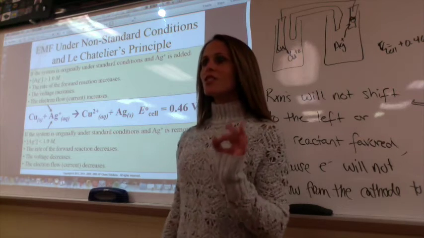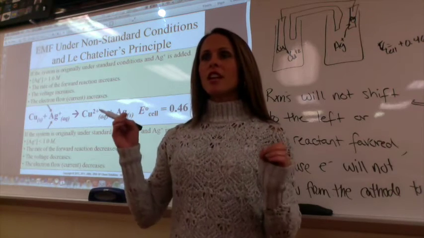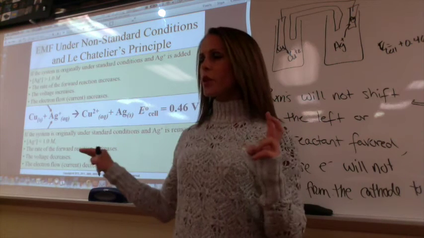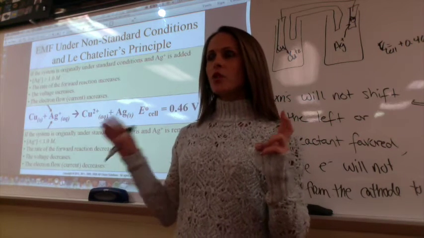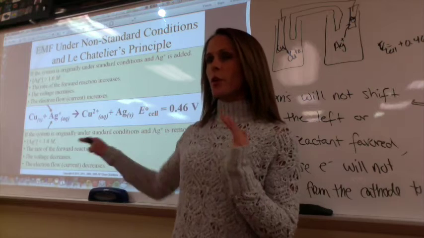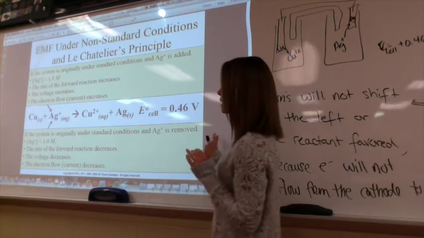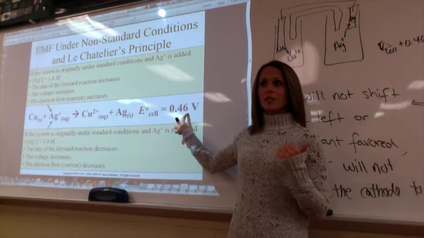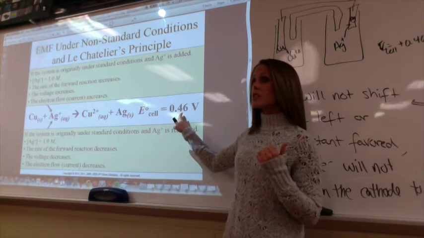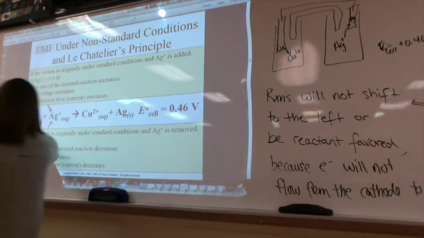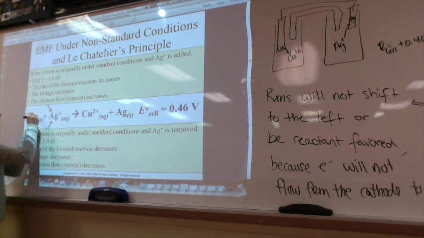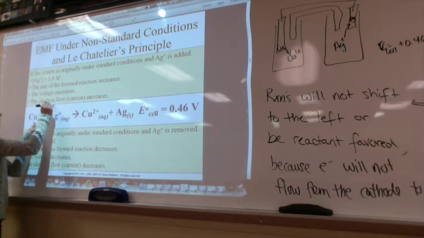Voltage, so this is what's really important. Voltage is a product of the forward reaction. So if I'm driving something in the forward direction, if I'm driving this to the right, I'm going to make more product with more volts. Because voltage is because of this transfer of electrons from copper to silver, because this is where the electrons are transferring.